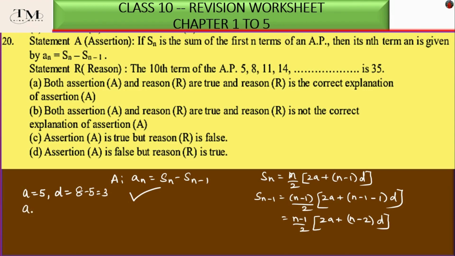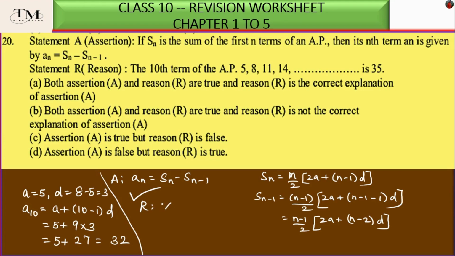So let us check whether A10 is equal to 35. It is nothing but A plus 10 minus 1 into D. So what is A? It is 5. 10 minus 1, it is 9. D is 3. So 5 plus 9 threes are 27. 27 plus 5, we are getting 32. So it means reason R is not correct. It is false. So which answer is the right option?